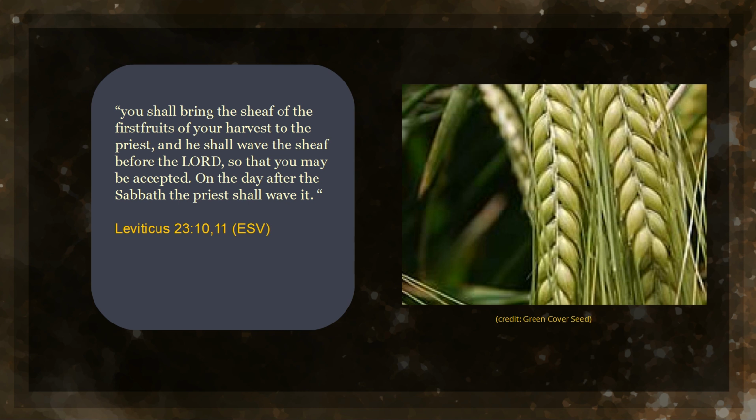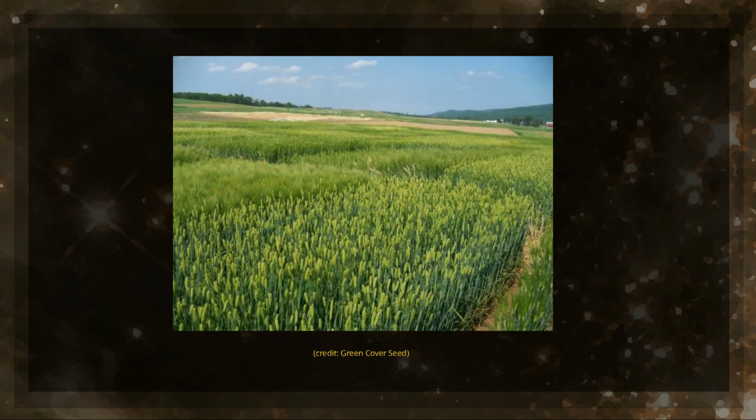"You shall bring the sheaf of the first fruits of your harvest to the priest, and he shall wave the sheaf before the Lord, so that you may be accepted. On the day after the Sabbath, the priest shall wave it." And this is found in Leviticus 23:10 and 11. Only after could the population begin to harvest and enjoy the new crop.